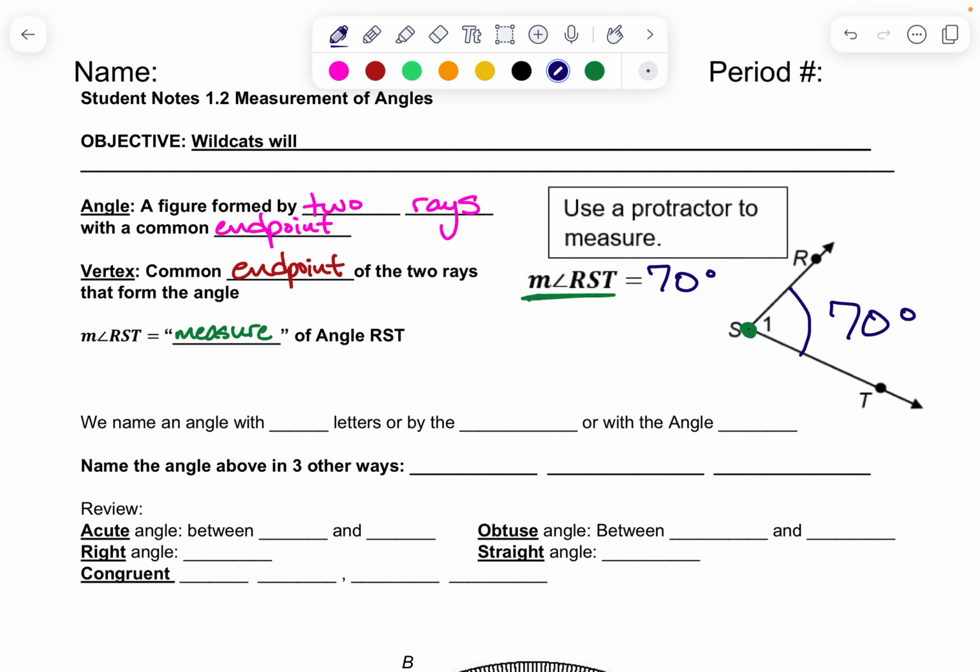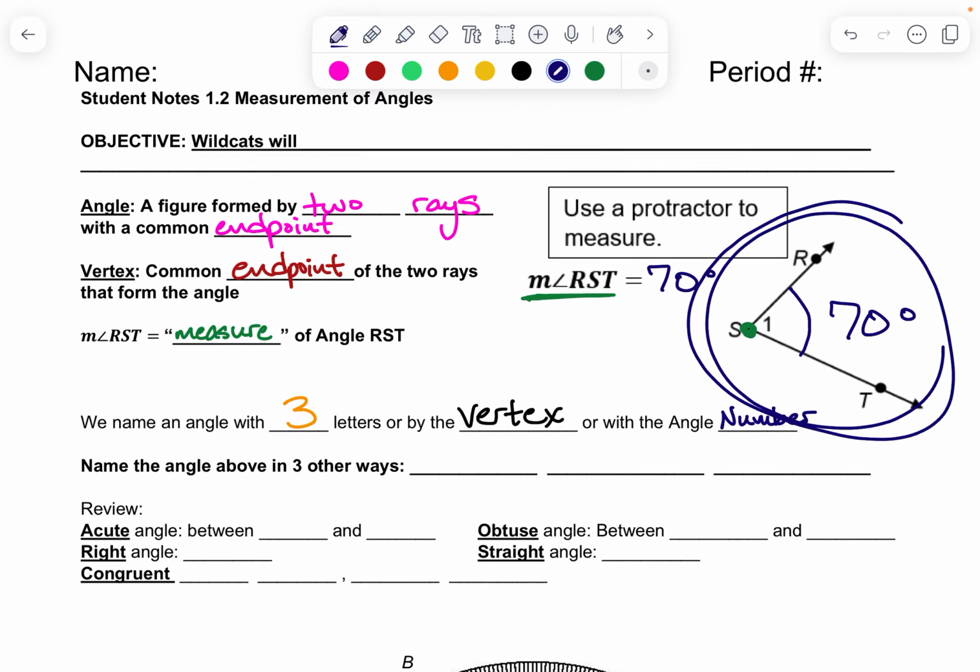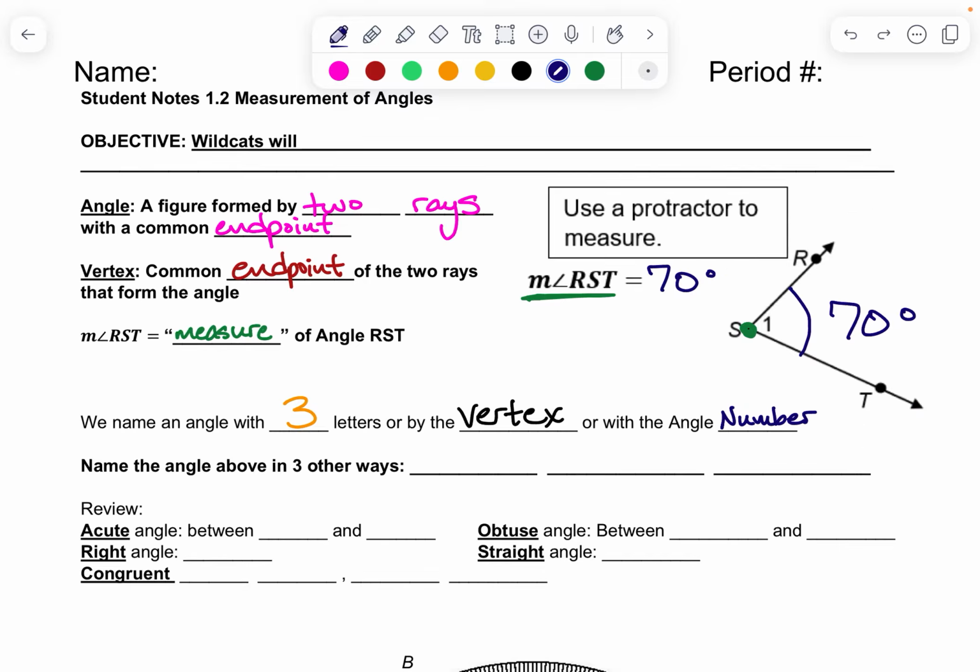There's really 3 ways you can name angles. You can name them with their 3 letters, you can name them by the vertex, or you can name them with the angle number. So this picture right here has all three of those options. First, if we start with the three letters, we could name this angle RST, or we could go the other way and name it TSR.